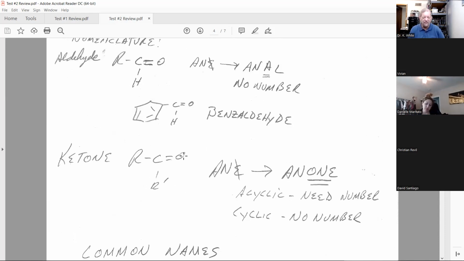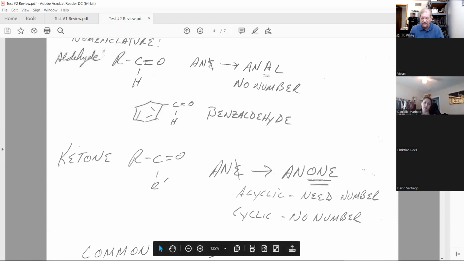All right, now for a ketone, find the longest chain or a ring. You can't have an aldehyde in a ring, but you can have a ketone. And you drop the E and add ONE. For acyclic, meaning not in a ring, you need a number. What carbon is the carbonyl carbon? Carbon double bond to oxygen. For a ring, you don't, because that carbon is always going to be number one in a ketone that's in a ring.